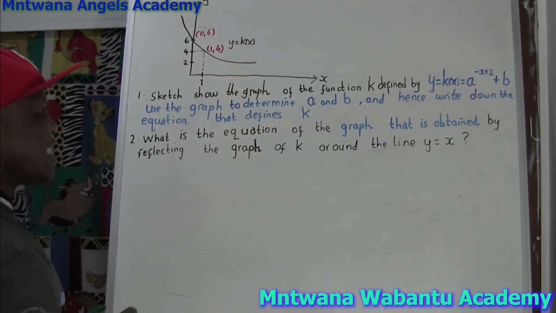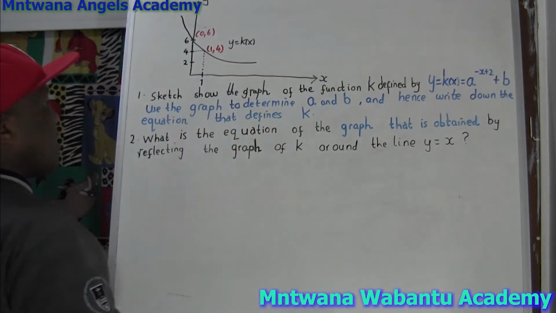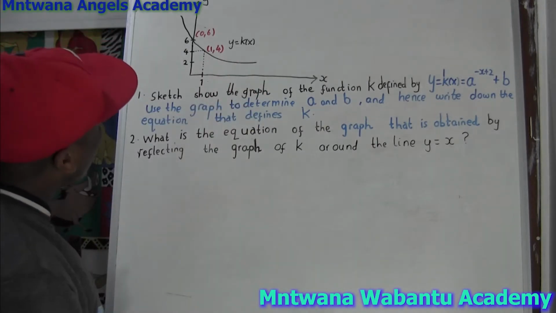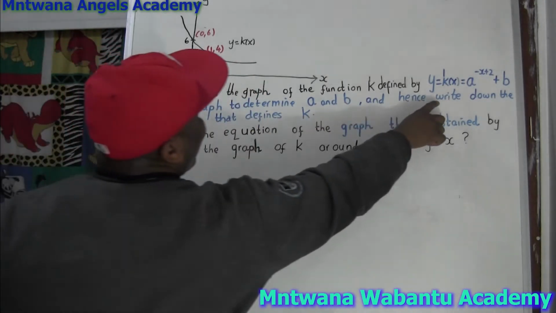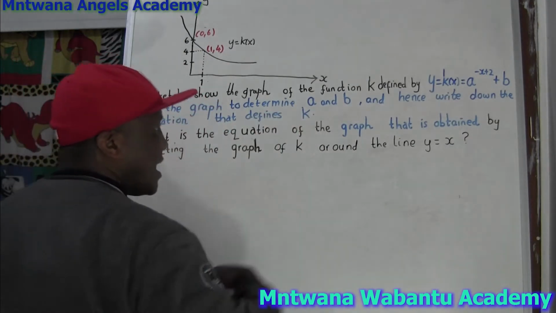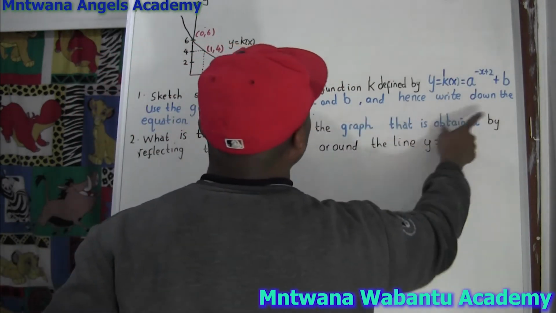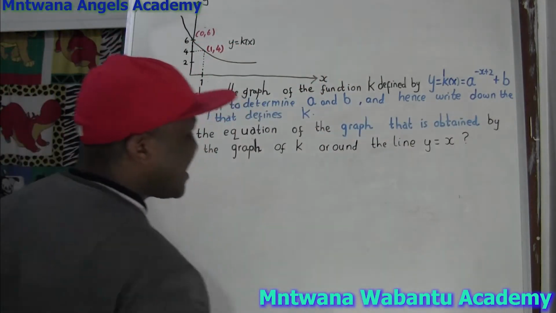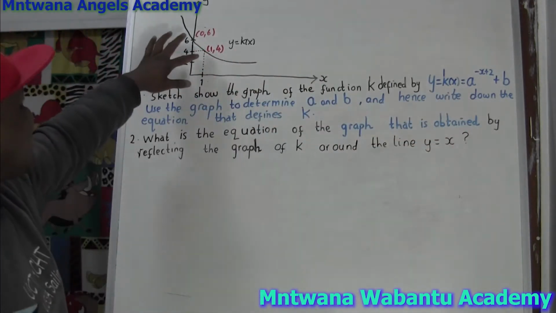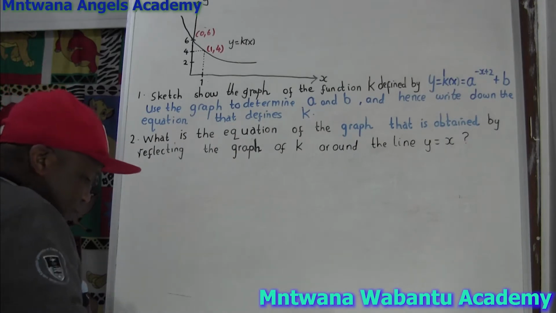And then they say k of x equal to a to the power negative x plus 2, plus b. So that's k of x. Now what do they want? They say write down the equation that defines k. But for you to get k, you need to know a and b. That's why they say here, determine a and b, and hence write down the equation that defines k. No, this is very easy. Whenever you have your equation and you have a known coordinate, take this coordinate, substitute in the equation, and then it's done. Let's go. So this is how we're going to do it.